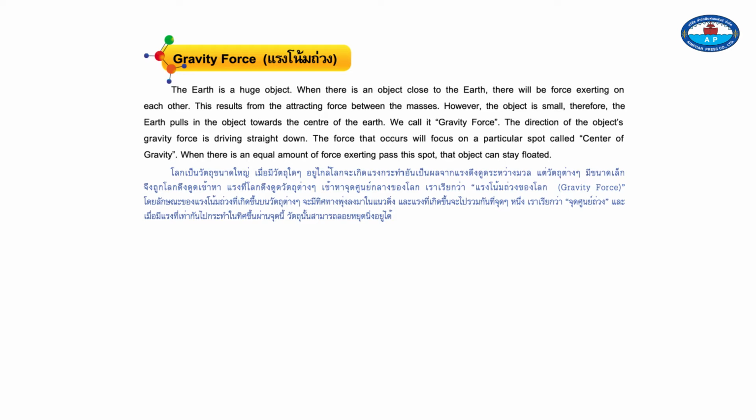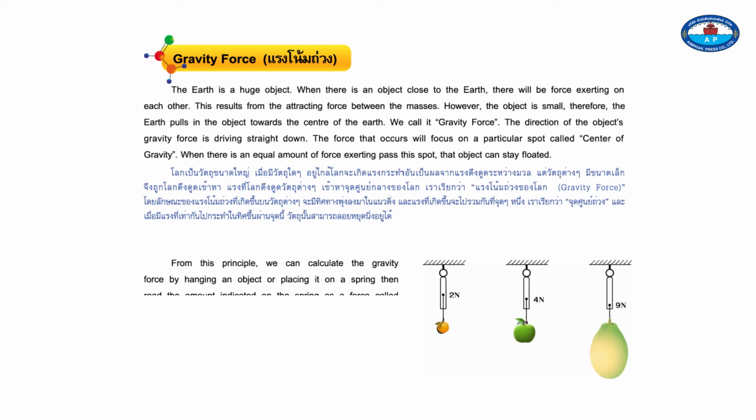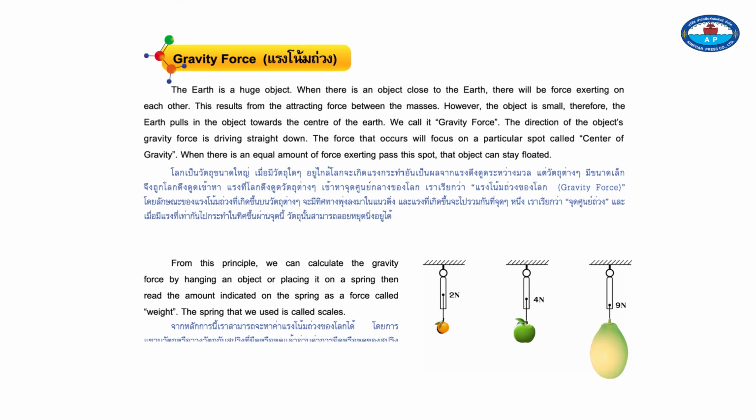The direction of the object's gravity force is straight down. The force that occurs will focus on a particular spot called the center of gravity. When there is an equal amount of force exerting past this spot, that object can stay balanced. From this principle, we can calculate the gravity force by hanging an object or placing it on a spring, then reading the amount indicated on the spring as a force called weight. The spring that we use is called a scale.